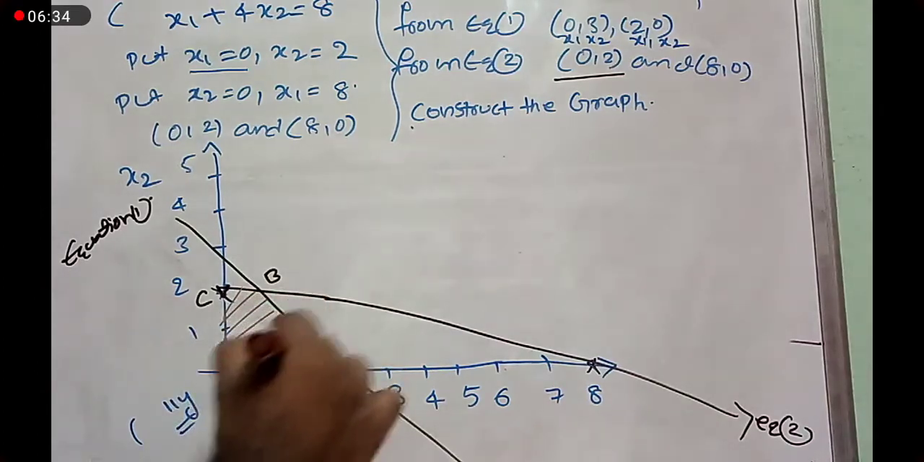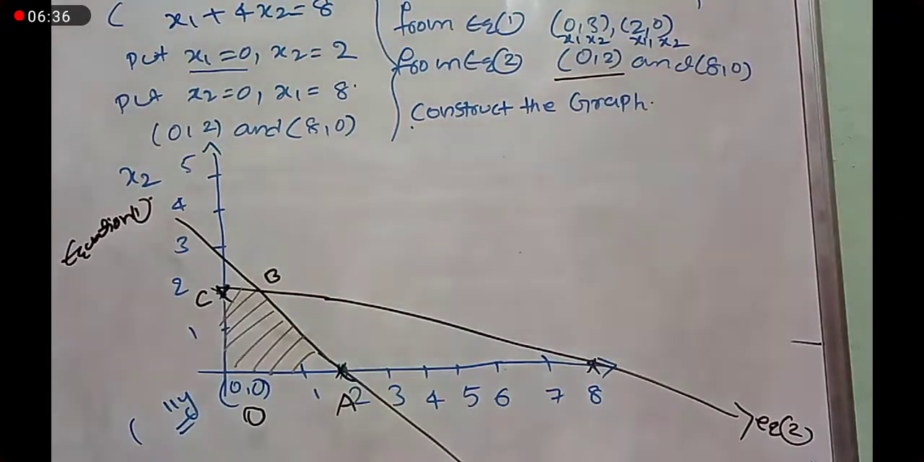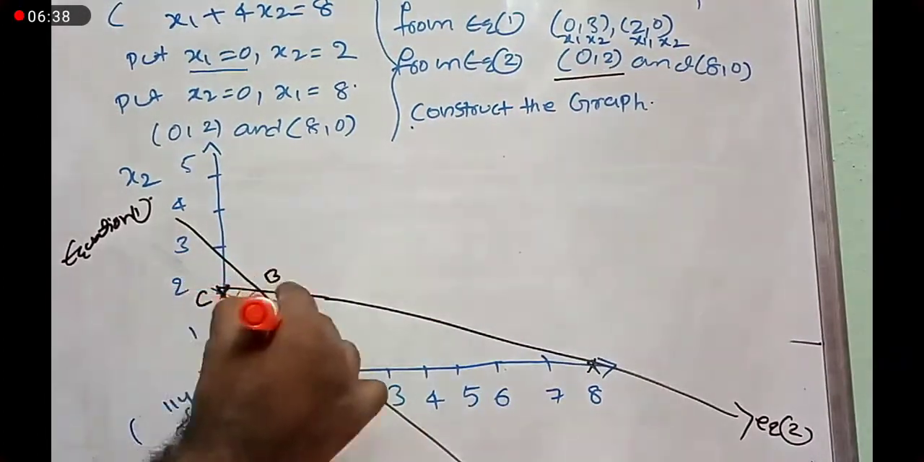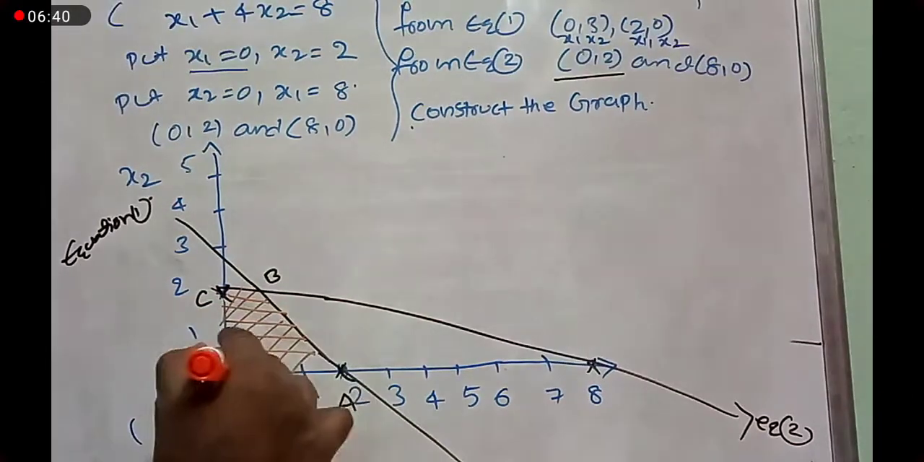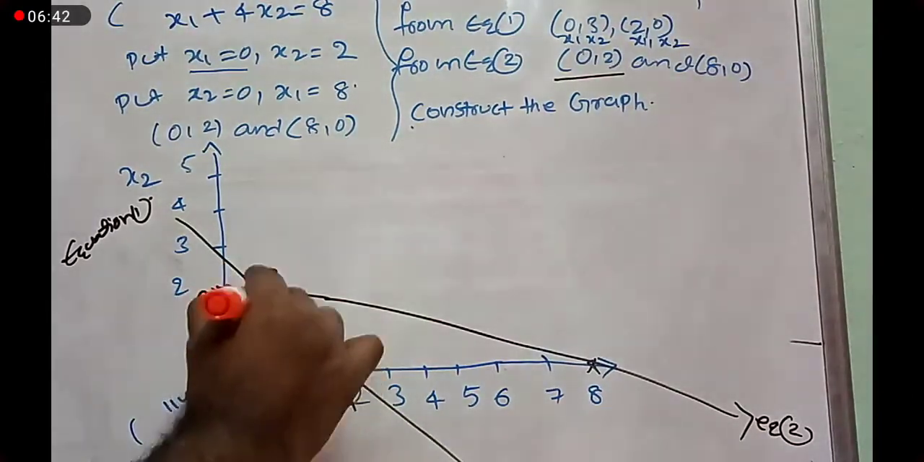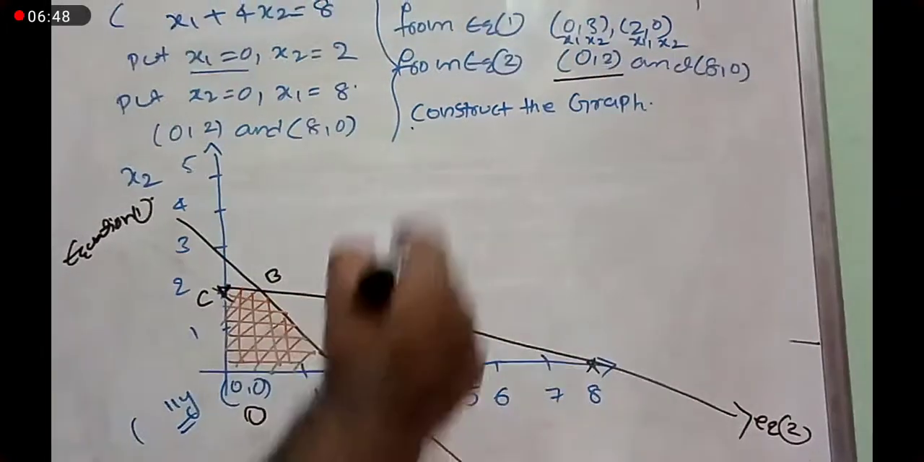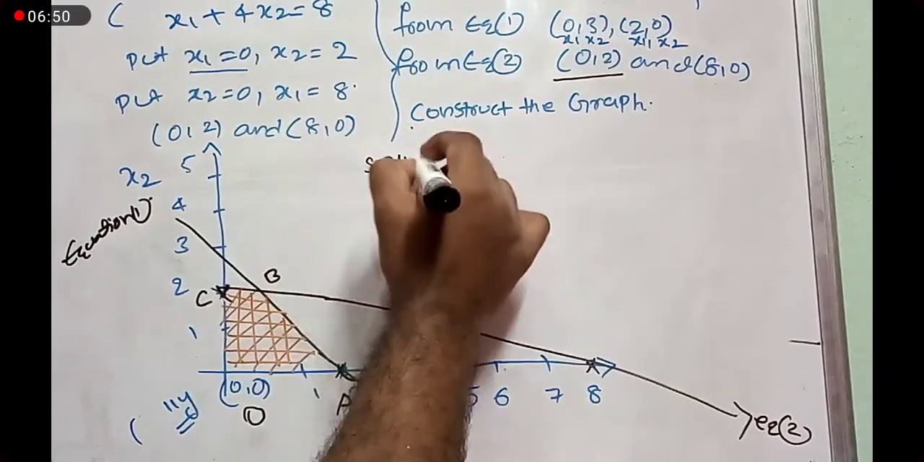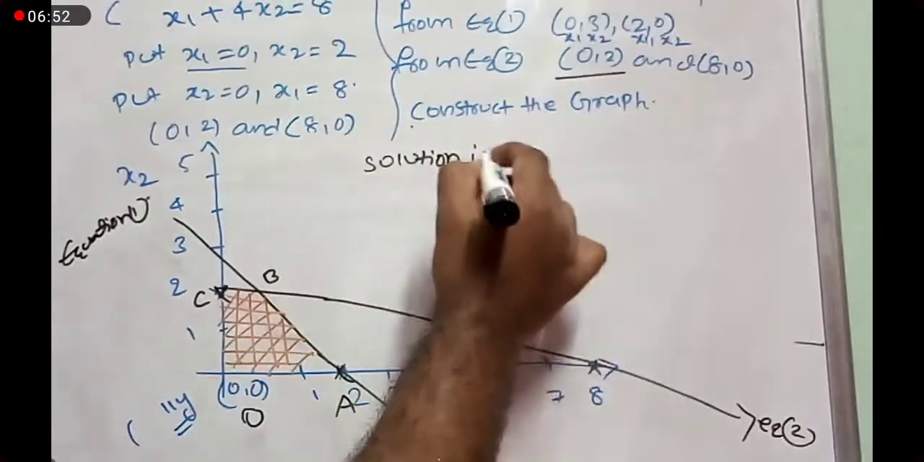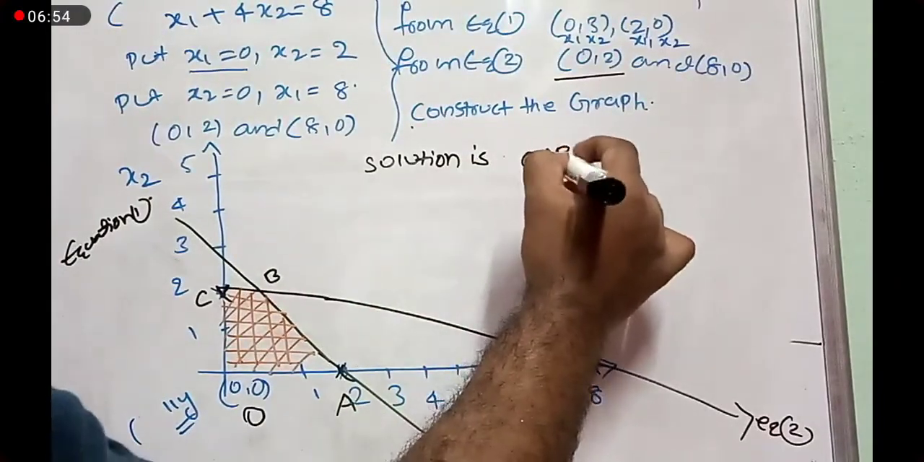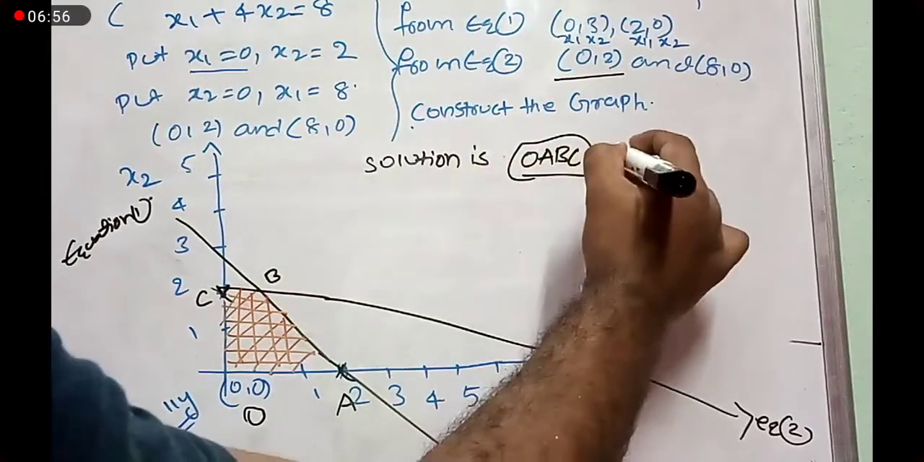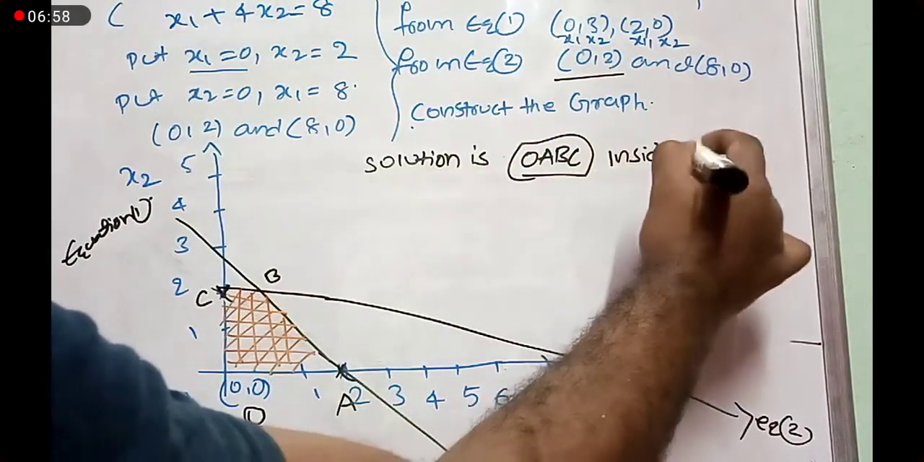Since it is a less than or equal to type, the common area is below the intersection point. If it is a greater than or equal to type, it is outside of the intersection area. So the common area is identified here. Then the solution is O, A, B, C.